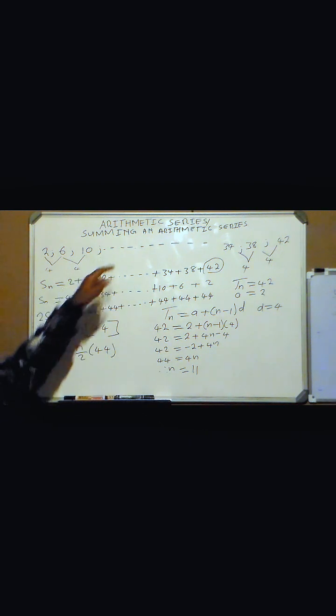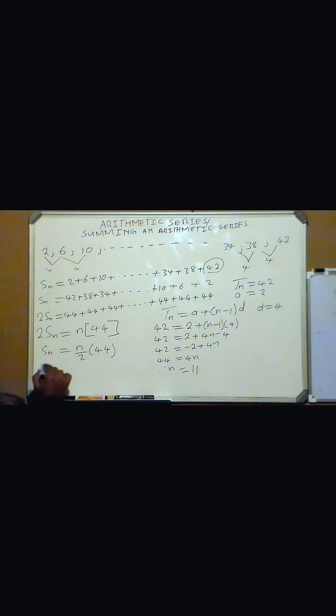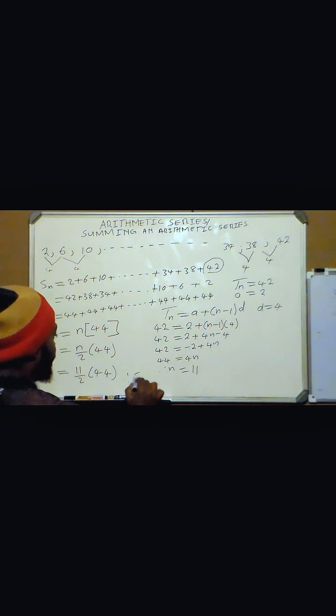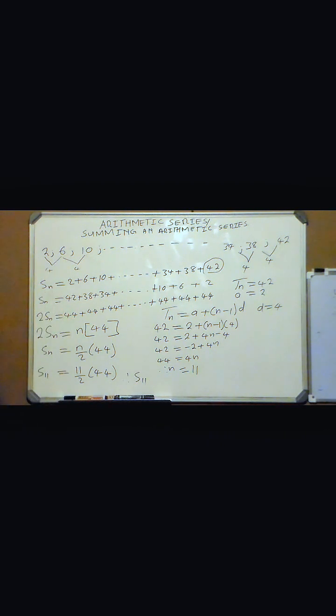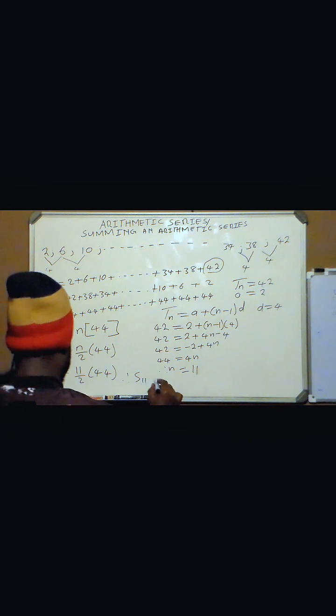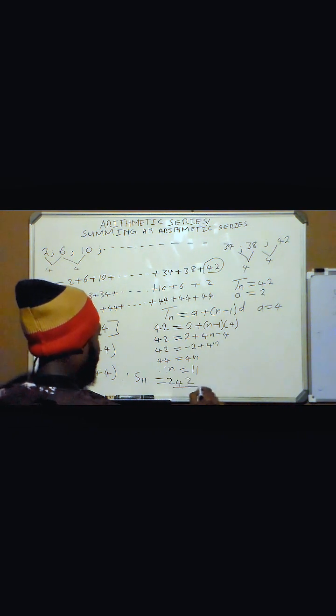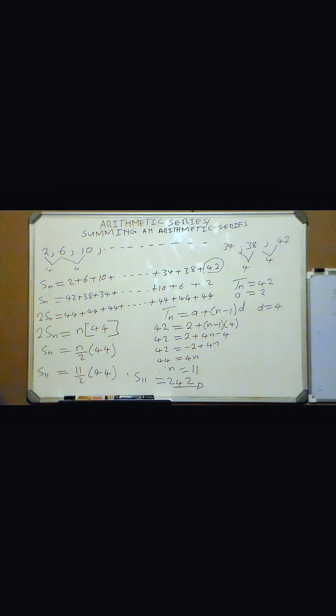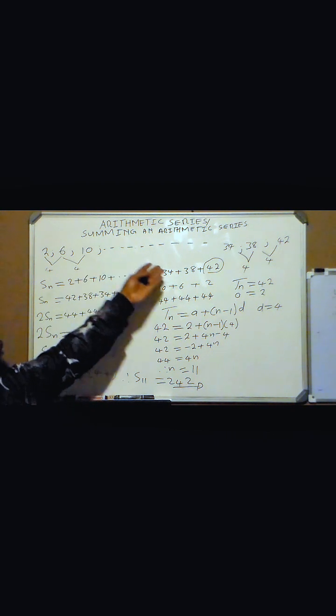We are adding up how many terms? 11 terms. So we take this 11 and substitute it where there is n. So it will be S11, or the sum of the first 11 terms, equals to 11 over 2 multiplied by 44, right? So therefore, S11 would be 11 over 2 multiplied by 44. This would give me what? 242.